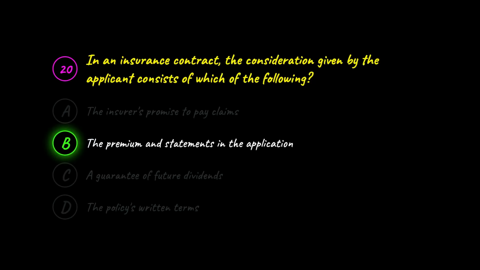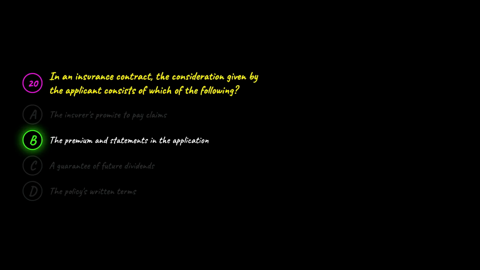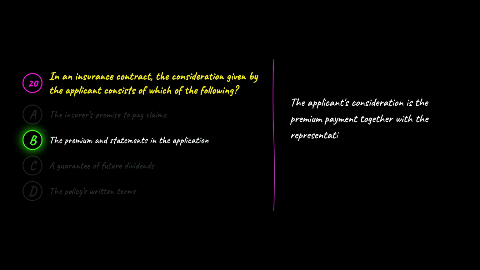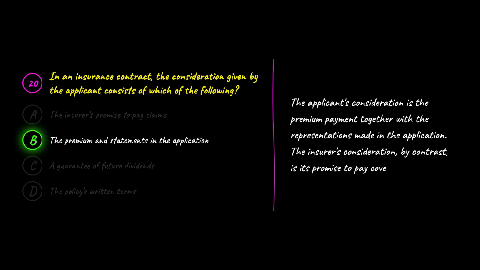The correct answer is B. The premium and statements in the application. B is correct because the applicant's consideration is the premium payment together with the representations made in the application. The insurer's consideration, by contrast, is its promise to pay covered losses.